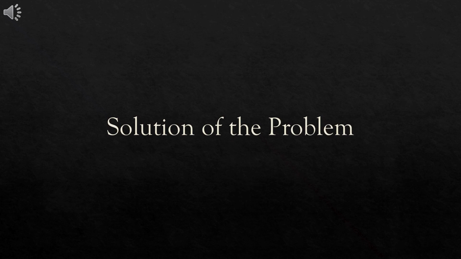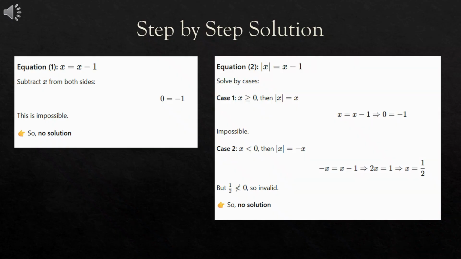Let's excitedly walk through the step-by-step solution of this problem. First, consider the equation x equals x minus 1. Subtract x from both sides, we get 0 equals negative 1. This is impossible, so no solution.